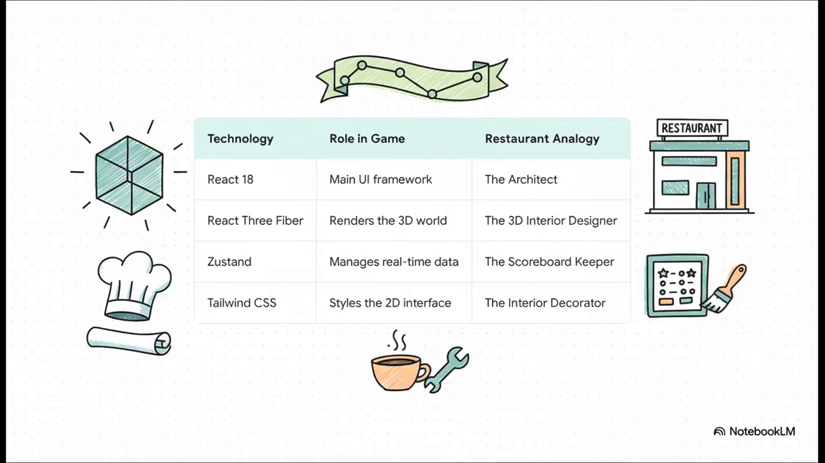So who's on this construction crew? Well, you've got React 18 acting as the main architect. It draws up the master blueprint for the whole game, making sure the menus, the timer, and the court all fit together perfectly. Then, React Three Fiber comes in. This is your specialist, your 3D interior designer. It takes those architectural plans and actually builds the immersive 3D world you see. Now, you need someone to keep track of what's happening, right? That's Zustand, the super efficient scoreboard keeper, tracking every point and every second as it happens. And finally, you've got Tailwind CSS, the interior decorator, who makes sure all the 2D stuff, like buttons and text, looks sharp and modern.